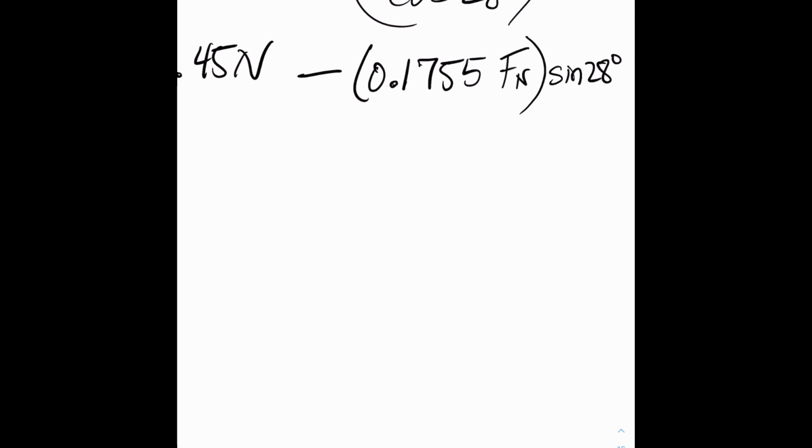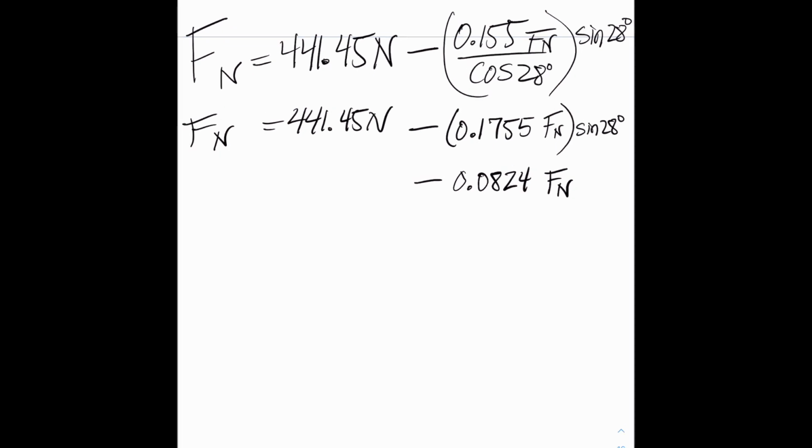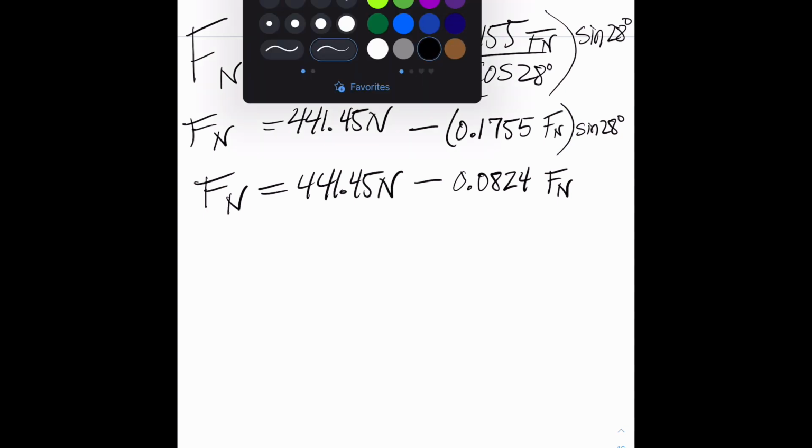0.1755 times sine 28. That's going to give us 0.0824. So we're saying minus 0.0824 Fn. Okay. And all right, this is kind of coming together, I think. So we have Fn equal to 441.45 newtons. All right, so what we're going to do is we're going to kick this over to the other side.